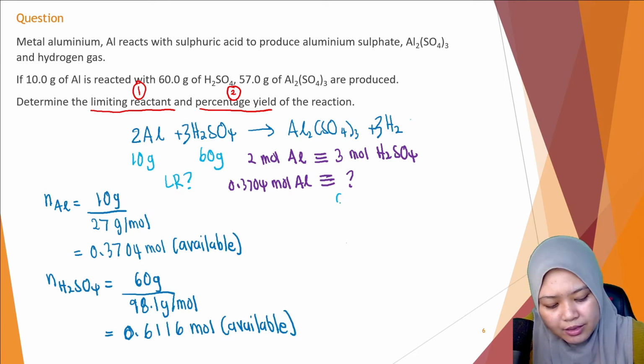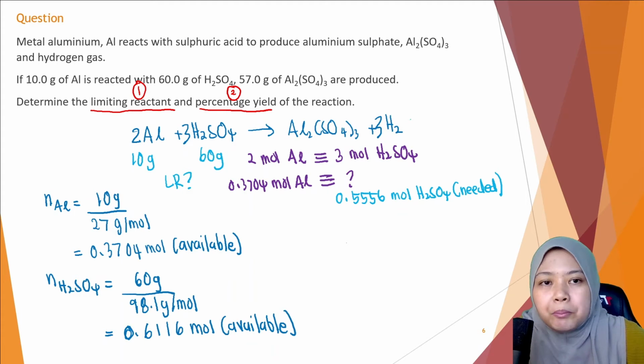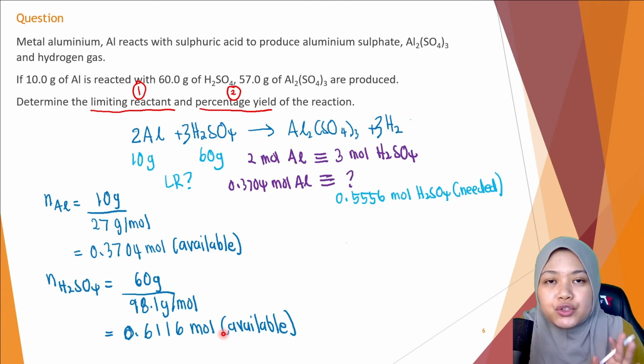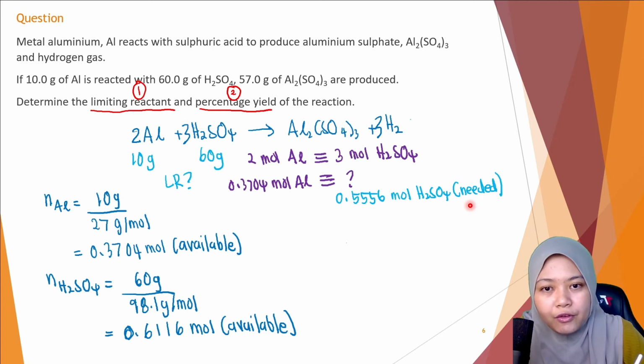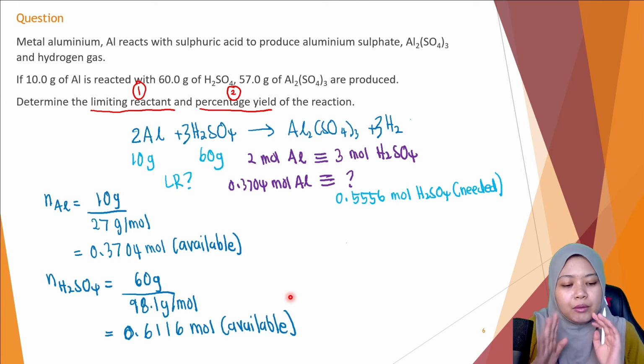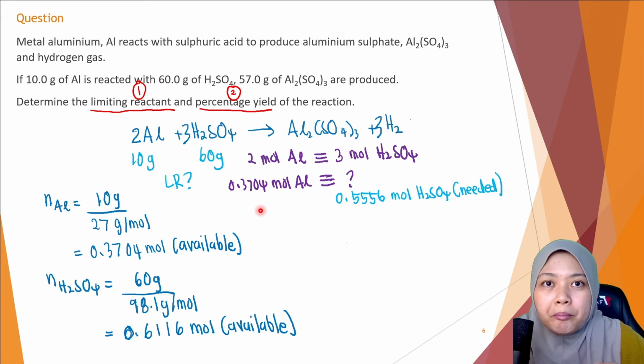Then I will get 0.5556 mole of H2SO4. Mole H2SO4 yang you baru dapat ini adalah mole needed, mole yang diperlukan. Here, as you can see, you ada 2 mole H2SO4. Mole needed H2SO4 and mole available H2SO4. Bila you ada 2 jenis mole yang berbeza, then you compare untuk you identify H2SO4 ni limiting or excess. Boleh tak madam, saya nak cari needed Al, saya nak compare, saya nak cari Al ni apa? Available ke excess? Yes, boleh.